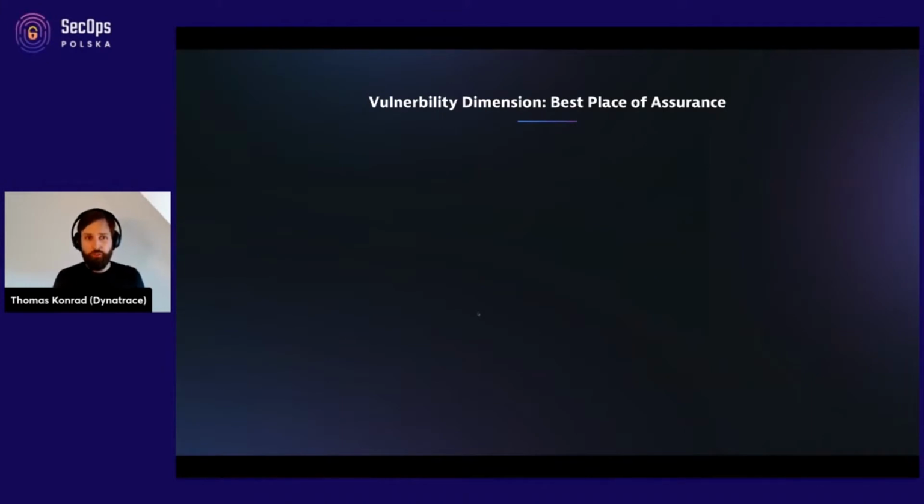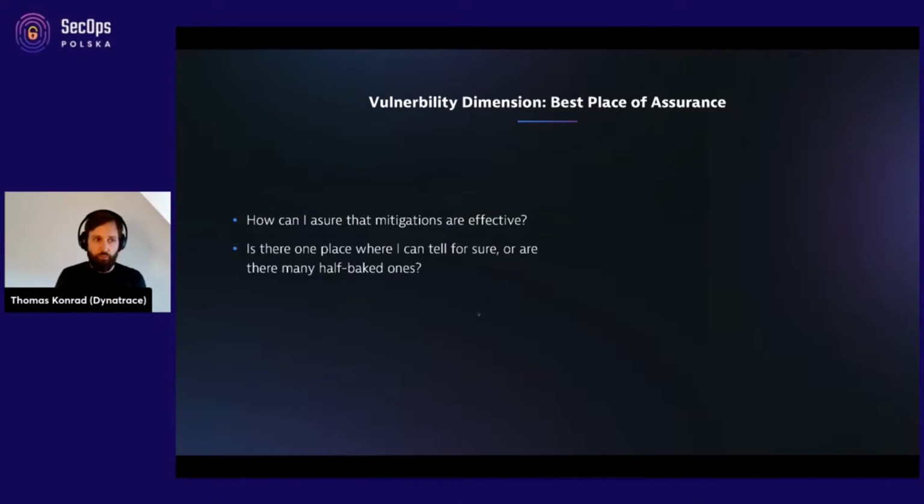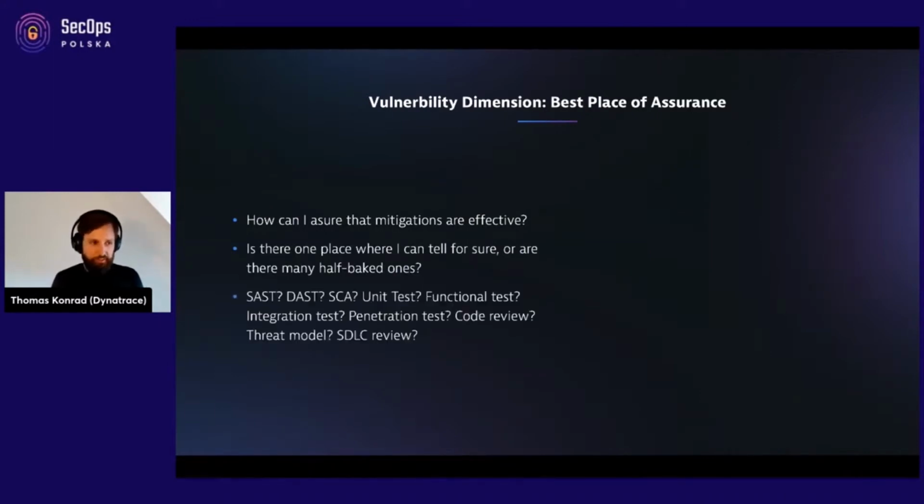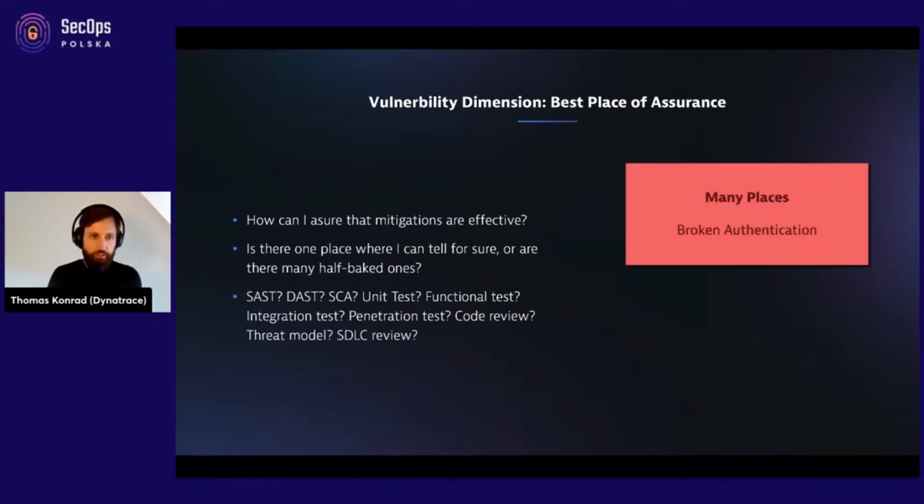Place of best assurance. So assurance means not just fixing the problem, but making sure that it doesn't turn up again. So how can I assure that these mitigations are really effective? Is there one place where I can make sure that this happens, or are there many half-baked ones, right? Is it static analysis I should do, or dynamic analysis, or software composition analysis, or a unit test, or more? Many different places where I could do assurance. So doing it right is one thing, but checking whether I really did it right and didn't miss anything is another thing. It's called assurance.